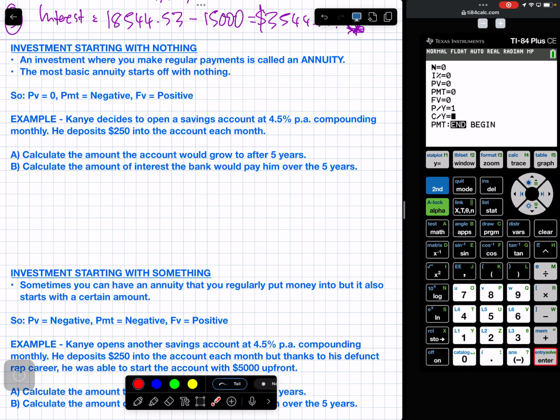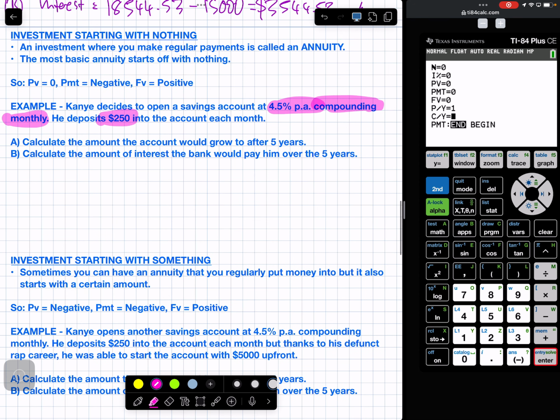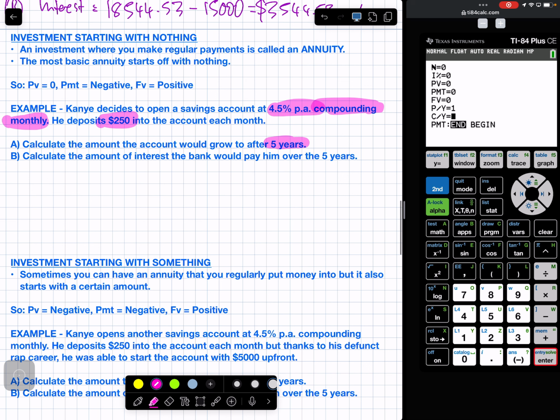So let's look at Kanye here. Kanye decides to open a savings account. The interest rate is 4.5%. It's compounding monthly, and he's depositing $250 into the account each month. I want to see what his account grows to in 5 years. So let's do the maths.